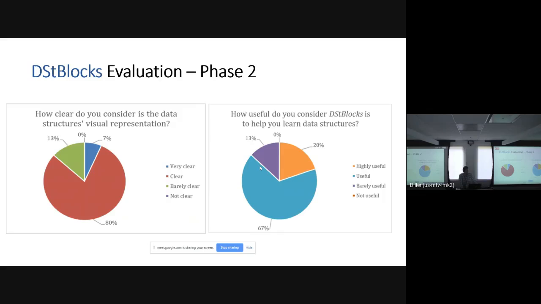Also something that happened, and this is a very small pilot, was that when we asked how clear they considered the data structure visual representation to be, we found a lot of people telling us that it was clear, and people telling us that it was very clear.